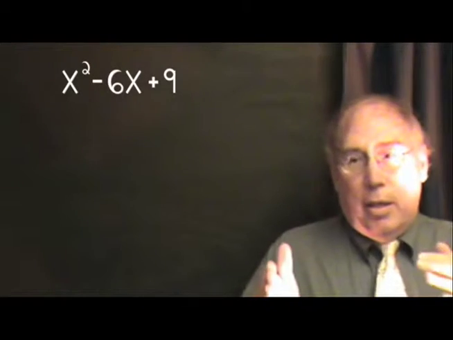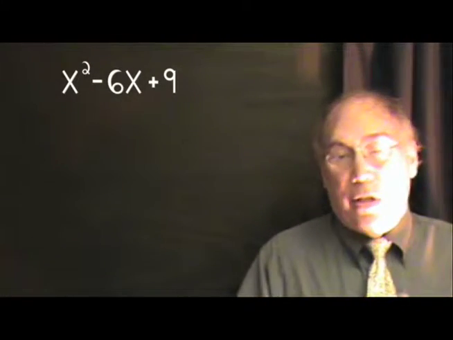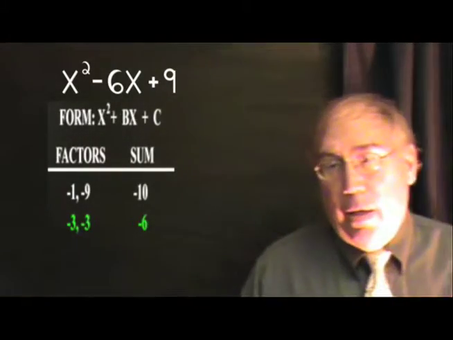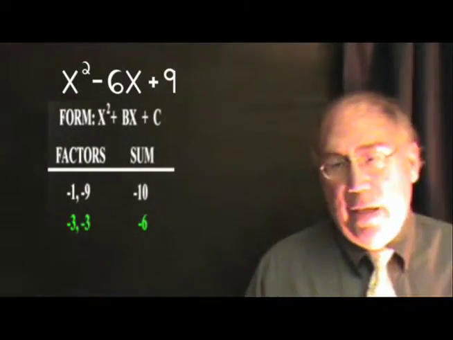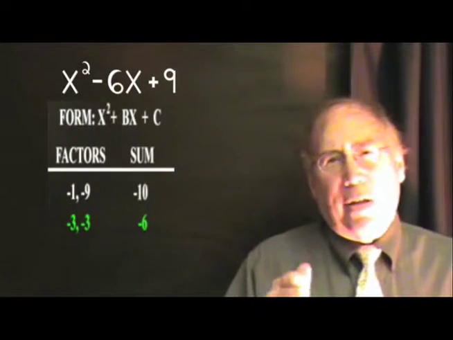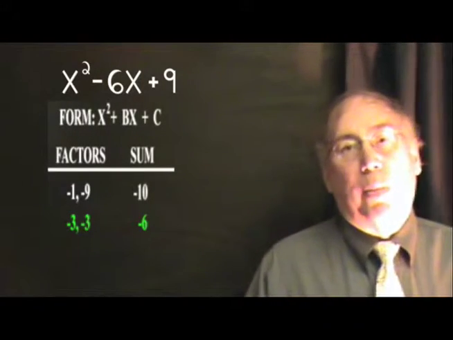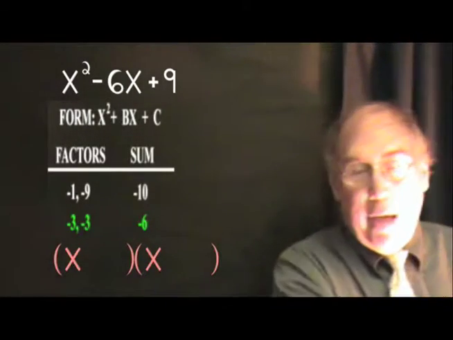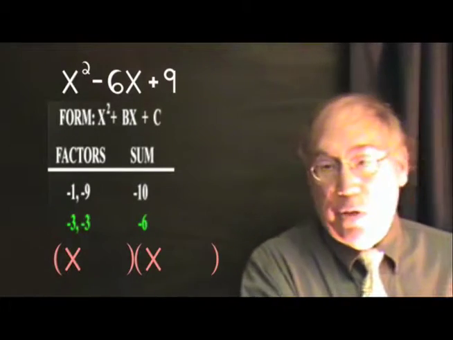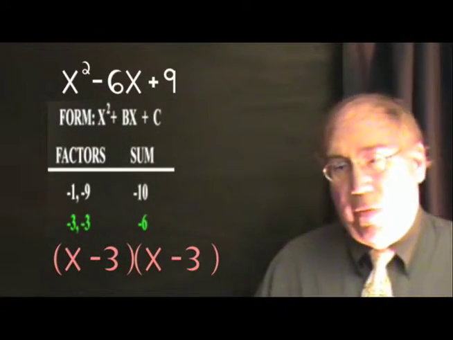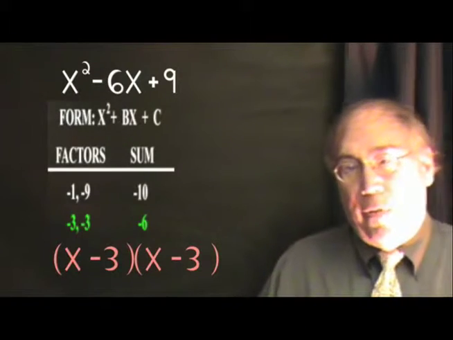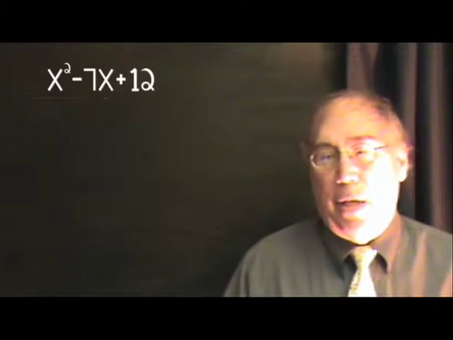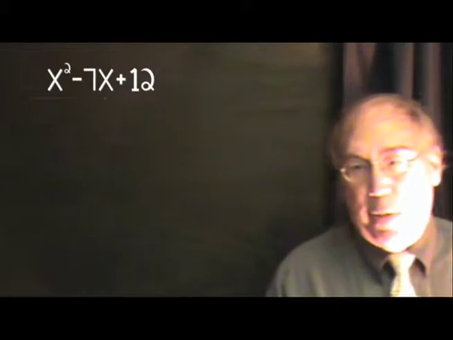Now, this polynomial fits a special situation here of a form x squared plus bx plus c. Now, what we want to do is find the factors of 9 such that when you multiply them together, you get plus 9, and when you add them together, you get a negative 6. So we put x's out in the parentheses, and then put the factors that fit that situation. And we find that negative 3 and negative 3 fit that situation. So the quantity x minus 3 times the quantity x minus 3.